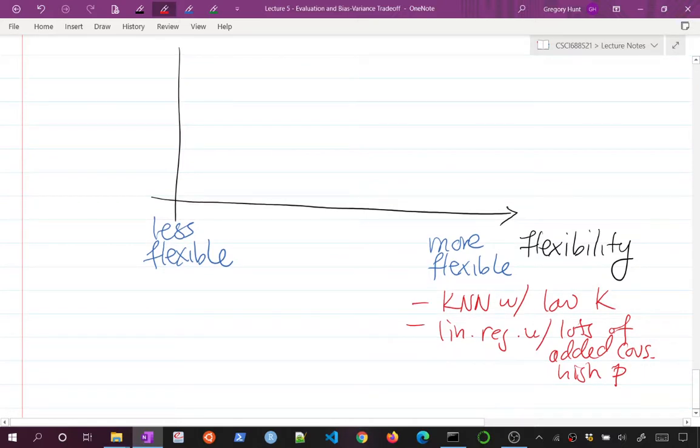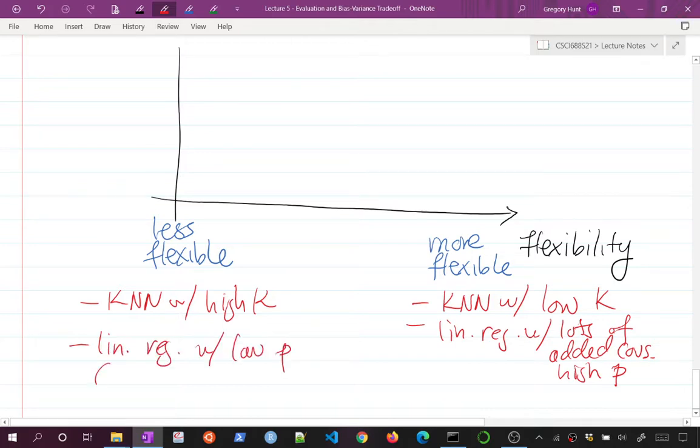Those are two examples. Now, on the less flexible end, on the left here, I have KNN with a high value of K, right? If K is the number of training points, we saw it makes a flat line last time. Or I could have, for example, linear regression with a low value of P, that is, not many covariates. Okay.